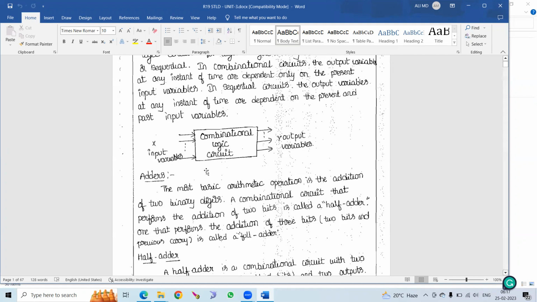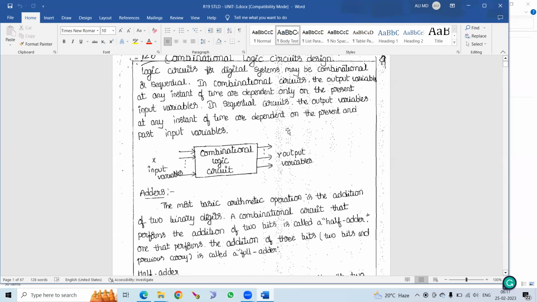Whereas in the addition of the two bits, 0 and 1, the result becomes 1. So it cannot depend on any previous output. You just have the given inputs 0 and 1, and we get the result as 1. So the example for a combinational circuit is the addition of two bits. The best example for a sequential circuit is a counter.